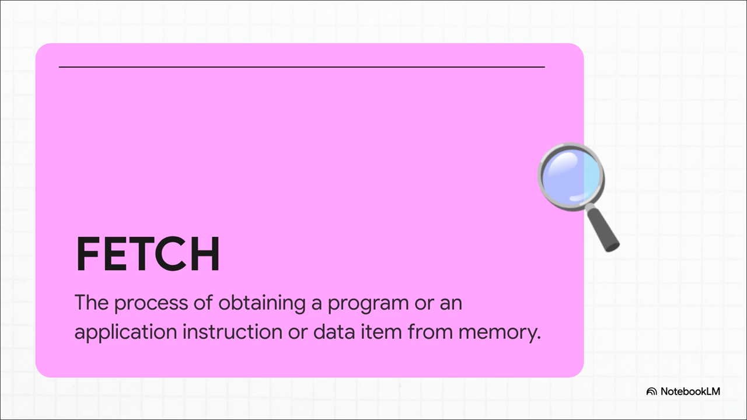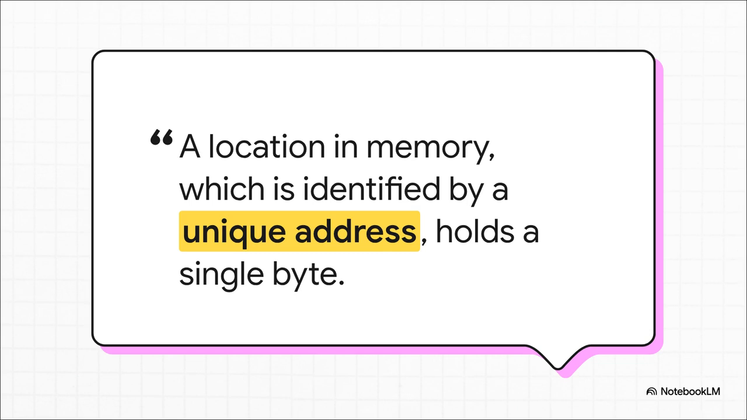The CPU's first job is to reach out to that short-term workspace, the RAM, and grab the very next instruction on its to-do list. But how does it know where to look in all that memory? Think of RAM like a giant football stadium. Every single seat has a unique number, right? Section, row, seat. Well, in a computer's memory, every single location has a unique address. And a little part of the CPU knows the exact address of the next instruction it needs. So it doesn't have to search, it just goes right there and grabs it.